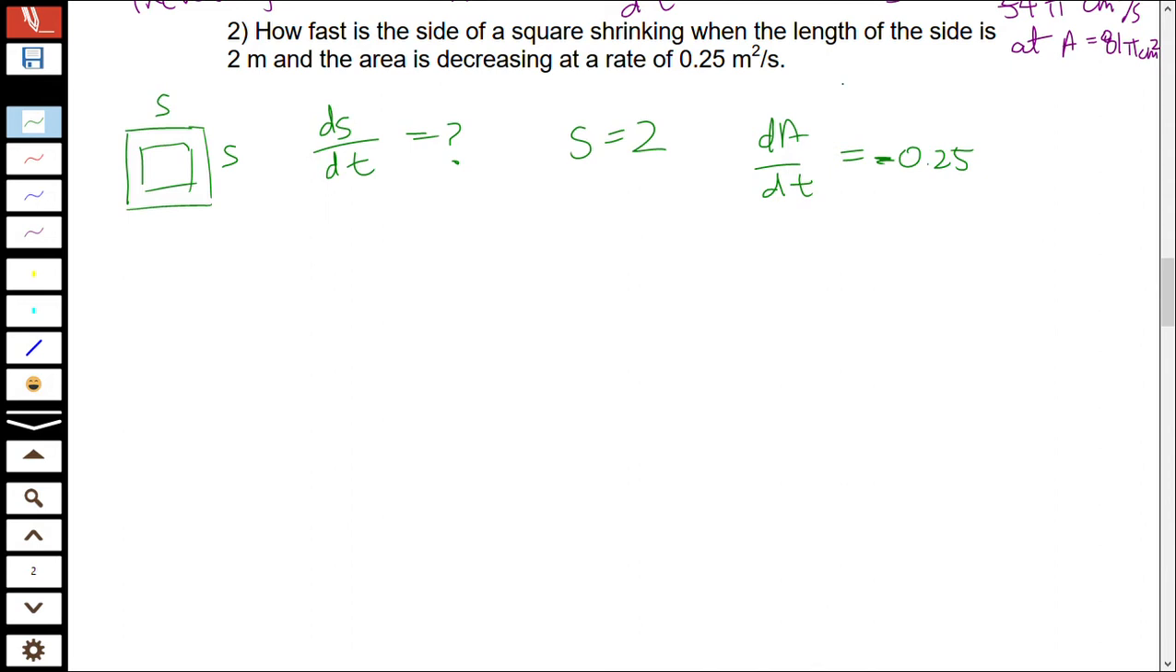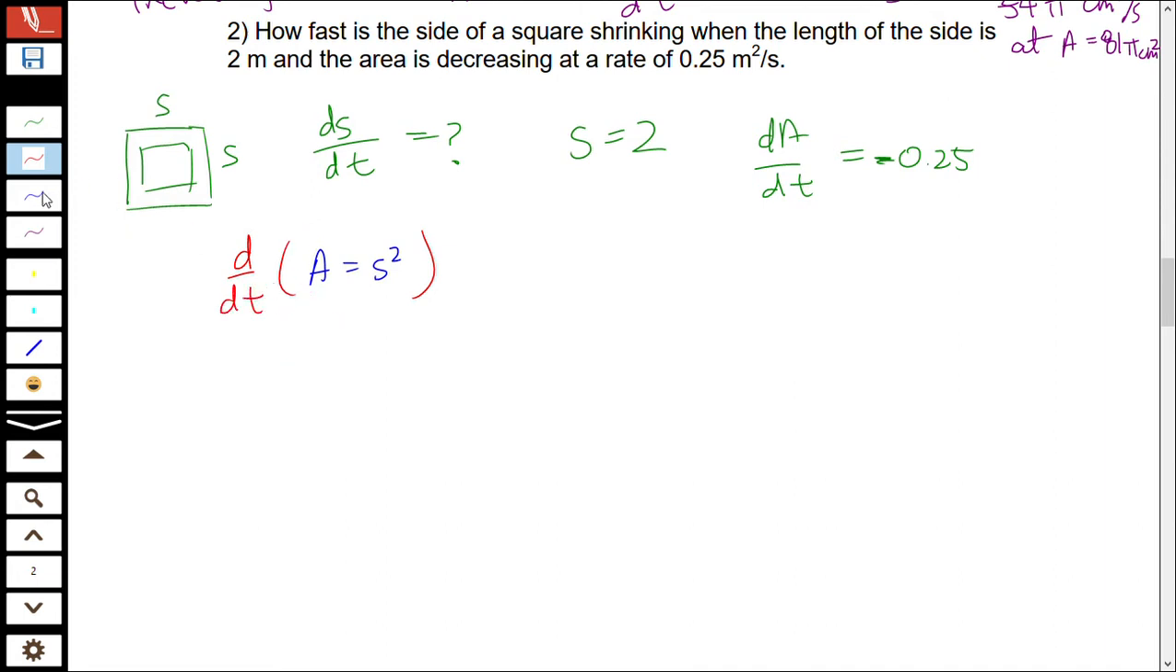Okay, so we have established what they're looking for and what kind of information is given to us. Now we want to find ds over dt. And how do I find that? Well, first I want to know, how do I relate these two together? So I know for the area of a square, that's going to be A is equal to s squared. And I'm looking for dt at the bottom, so that means I've got to derive both with respect to t, d over dt.